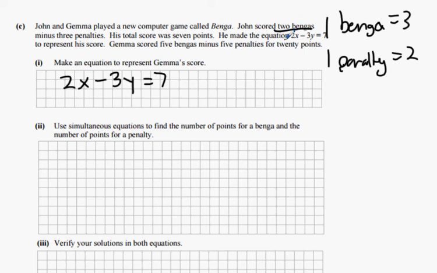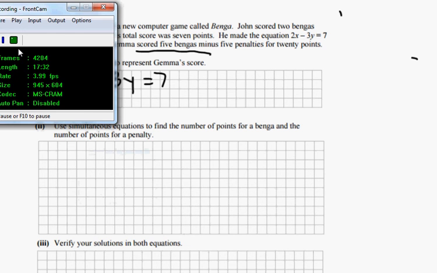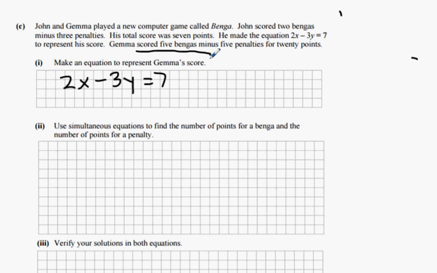I'm just doing this one here, the one that's already given to you. If I understand how he gets this one here, I can understand how to get the next one. Okay, so go for it, Ryan. The way I did it was that I did what your score was, so I did 5x minus. Okay, Ryan's right. 5 bengas is 5 of them multiplied by the points per benga. Take away 5 penalties, which is minus 5y, for how many points?